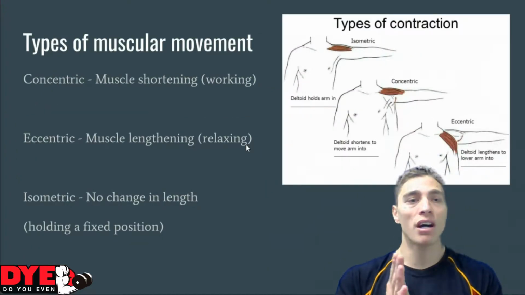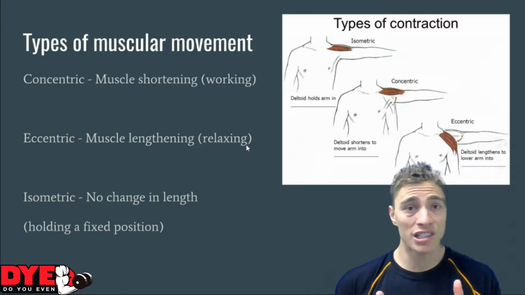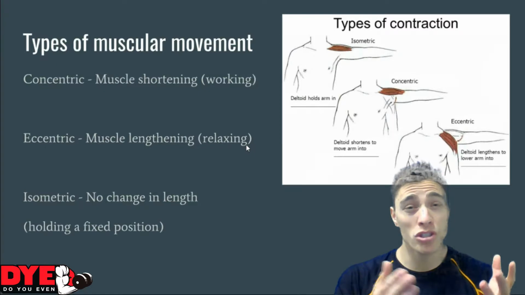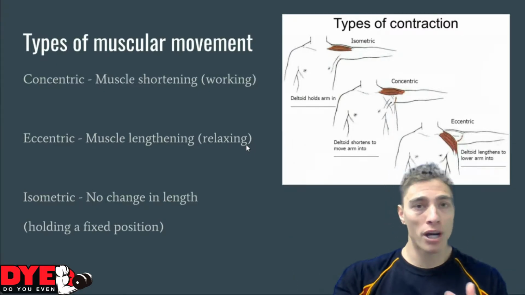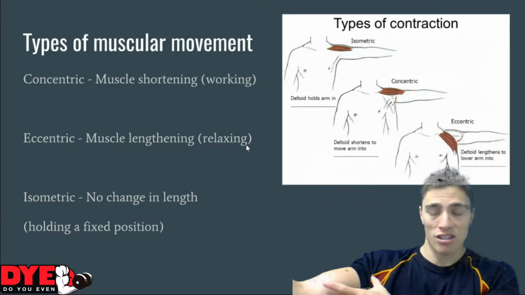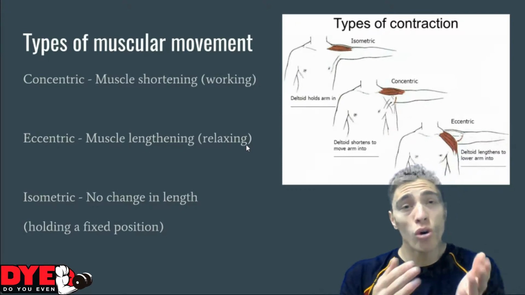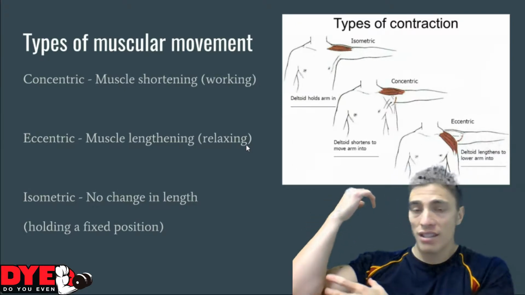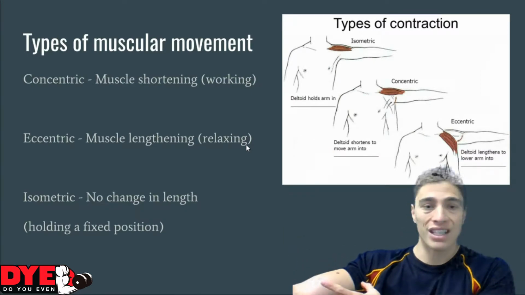There are three types of muscular movement or contractions. Okay, there's the concentric phase. So this is when the muscle is shortening or working. Looking at our bicep curl, shortening the bicep, that means that's the concentric phase. Eccentric is when the muscle is lengthening or relaxing. So that is the eccentric phase of the bicep curl, when you're lowering it, the muscle is getting longer.